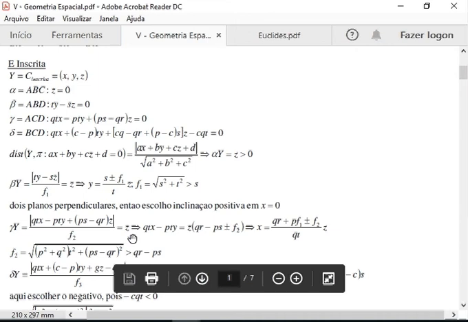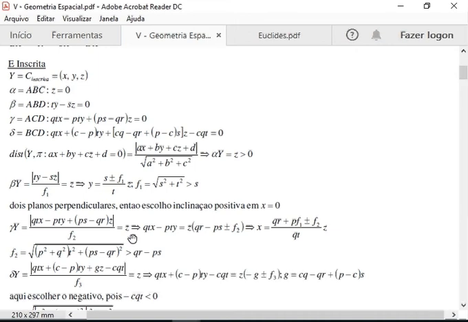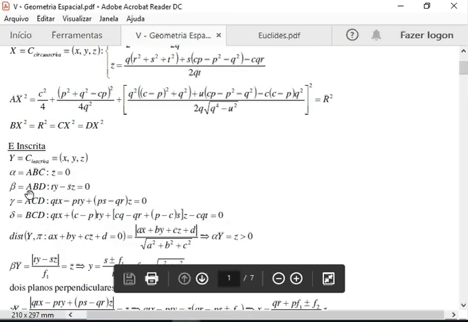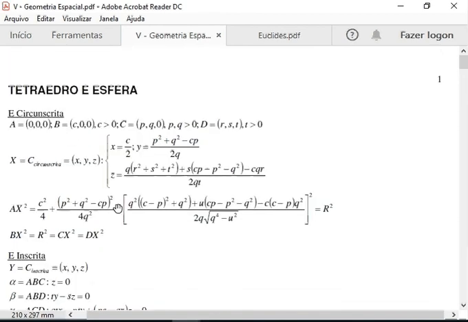The same tetrahedron ABCD has an inscribed sphere with a radius and a center. The center coordinates are X, Y, and Z now. If alpha is the plane ABC, the equation of the plane is Z equals 0. The equation of the plane beta, which passes through A, B, and D, is Ty minus Sz equals 0.